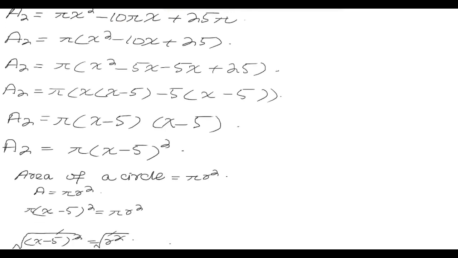Now let's move on to the second. Here we have pi x² - 10 pi x + 25 pi. Here we are again going to take pi as a common value, and then inside the brackets we have a quadratic expression. So we need to find the terms for -10x, which are -5x and -5x. So we can write pi(x² - 5x - 5x + 25), and then we will take x - 5 as a common value. So pi(x - 5)² is our area.